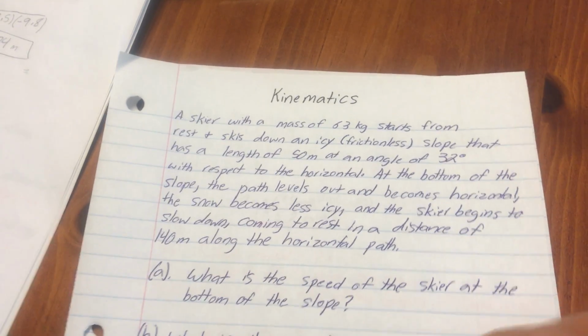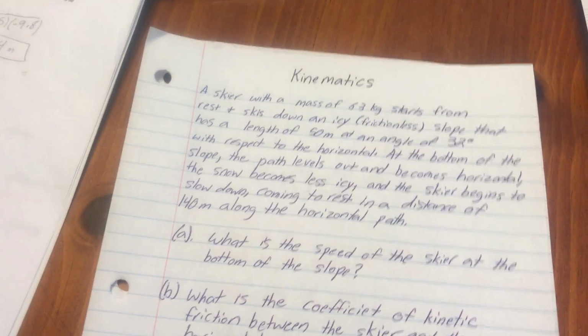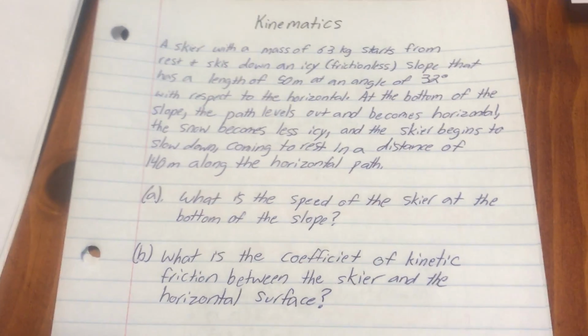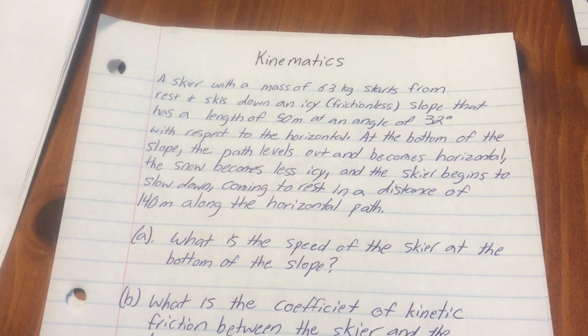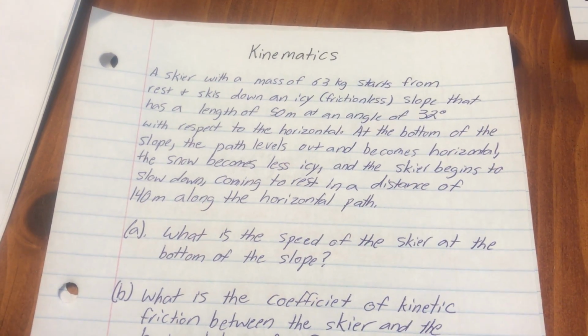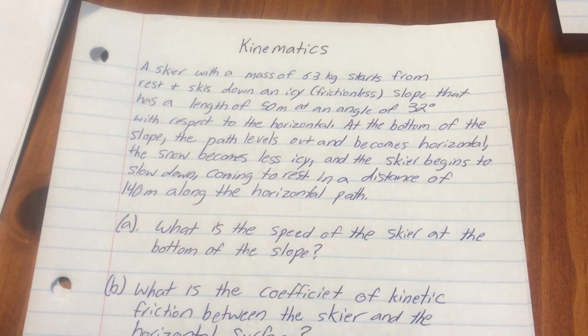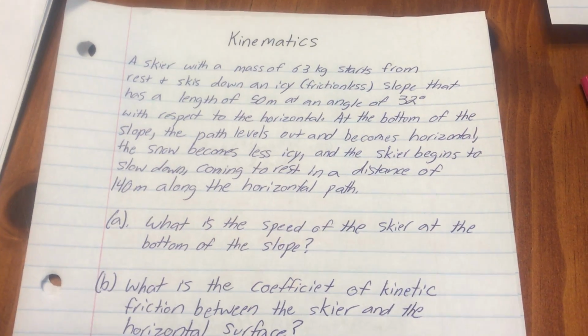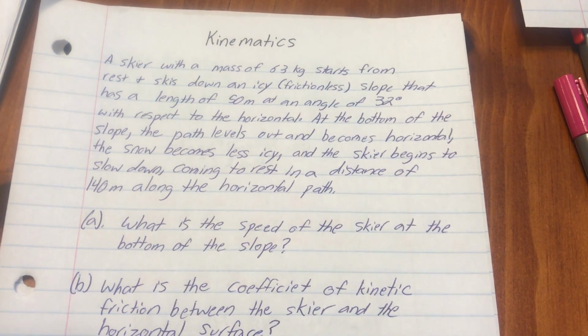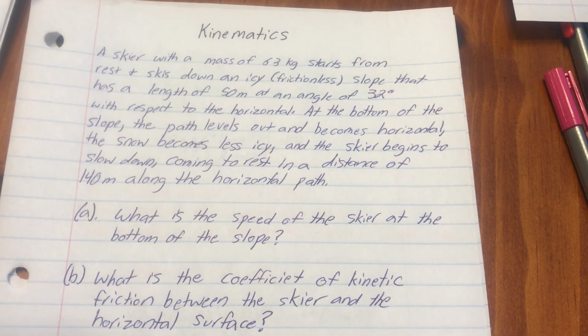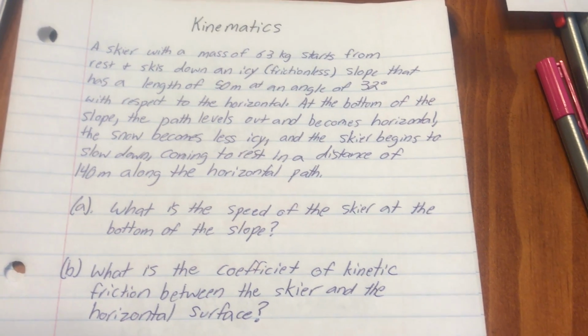Okay, so this is my kinematics reassessment. A skier with a mass of 63 kilograms starts from rest and skis down an icy, frictionless slope that has a length of 50 meters at an angle of 32 degrees with respect to the horizontal. At the bottom of the slope, the path levels out and becomes horizontal.